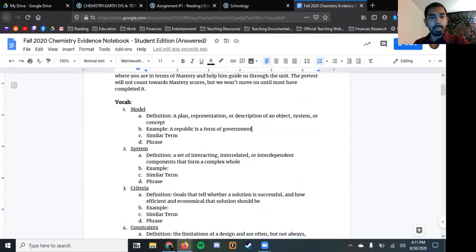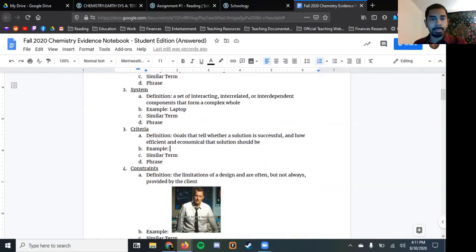Next up, we have system. A set of interacting, interrelated, or interdependent components that form a complex whole. So anything could really be a system if we apply it hard enough, and I do want you to be thinking like that. Think broad, right? A system could be anything. It could even be a laptop, which is what I'm typing on. Laptop, a heart, a bone, right? These are all systems because they are made up of interacting, interrelated, or interdependent components. A human body is a system. So I'm just going to leave it at laptop.